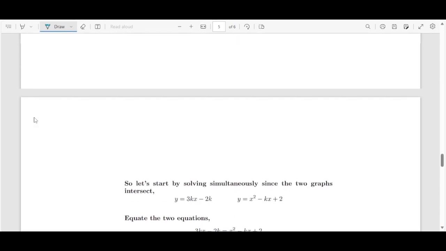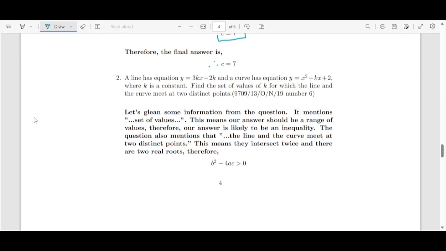Now let's look at the second question. It reads, a line has equation y equals 3kx minus 2k and a curve has equation y equals x squared minus kx plus 2, where k is a constant. Find the set of values of k for which the line and the curve meet at 2 distinct points.